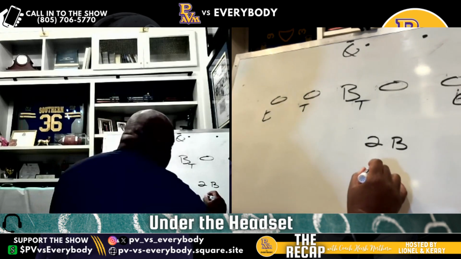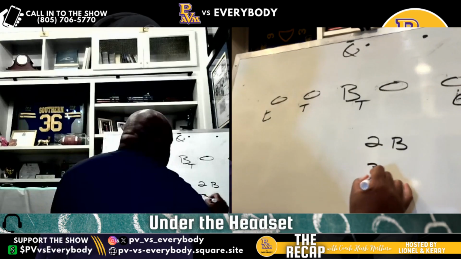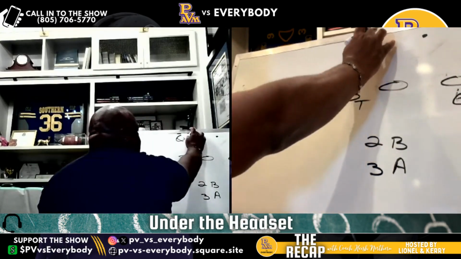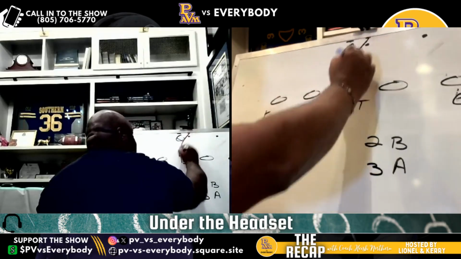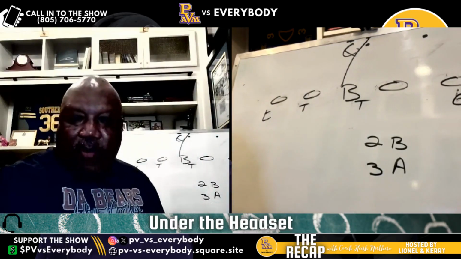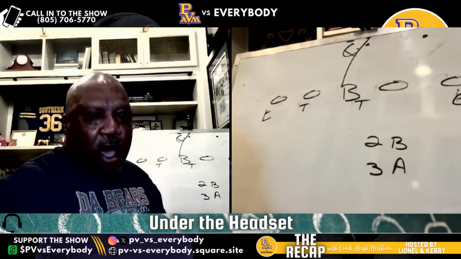So if I say 3A, that means he's in the A gap behind the quarterback. We're looking for something inside. So that's a real quick summation of how we look to where the ball is going to go.